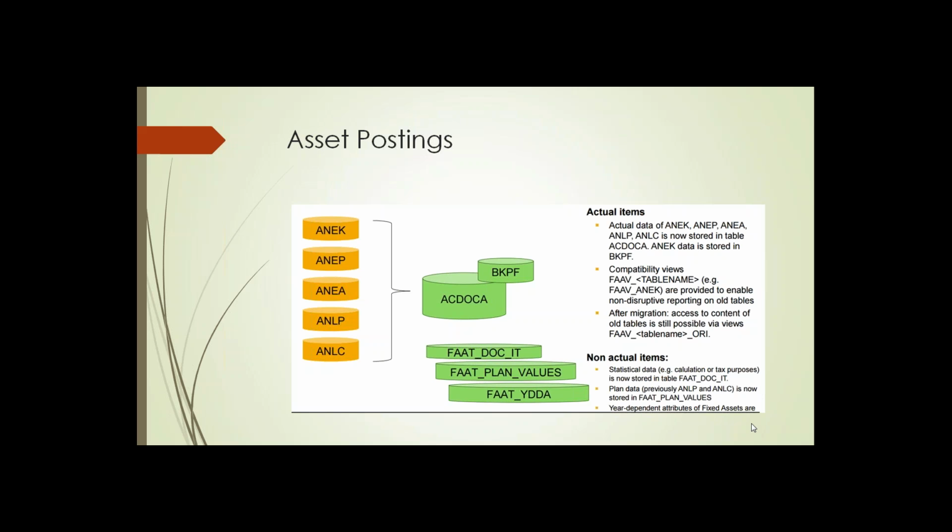So statistical data: whatever calculations you were doing for tax purposes, SAP has provided a table which will update all this tax calculation information. Again, if you have plan data for asset accounting, like plan depreciation postings, they will get stored in the table FAAT_PLAN_VALUES. And the year dependent attributes of fixed assets are stored in FAAT_YDDA. Here the time dependent attributes, like cost objects, if you want to assign them to the fixed assets, will be stored in this table.